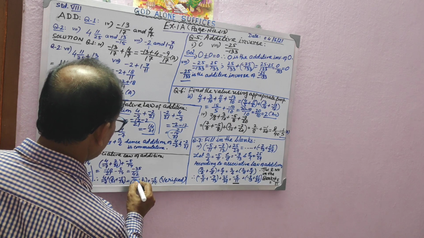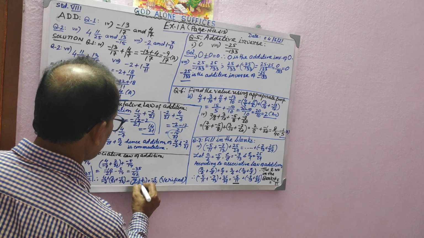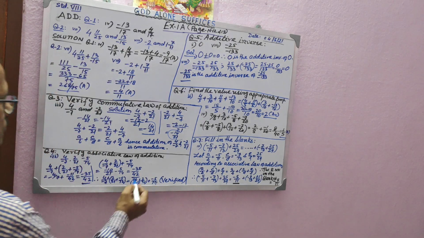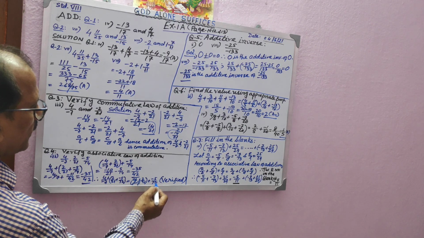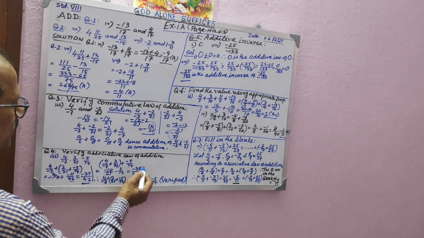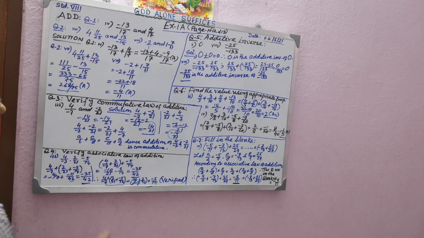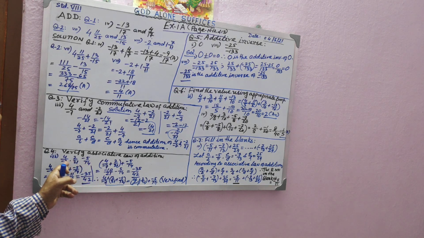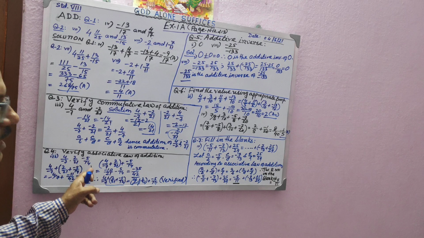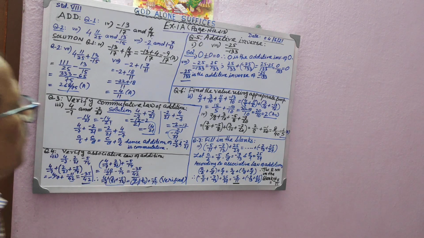4 by minus 7, 4 by minus 7 plus 2 by 21. That is, if you take the addition summation and then you add to this, then this will become also minus 35. So these two are verified, this is equal to this, then associative law is satisfied. Thus these rational numbers on addition are associative. Okay, you can write that down.